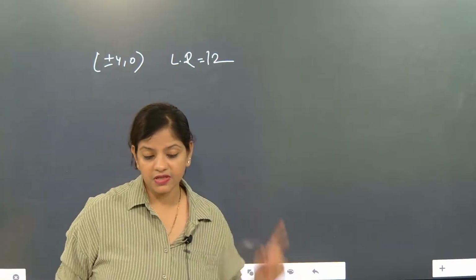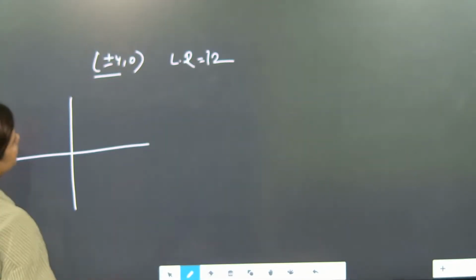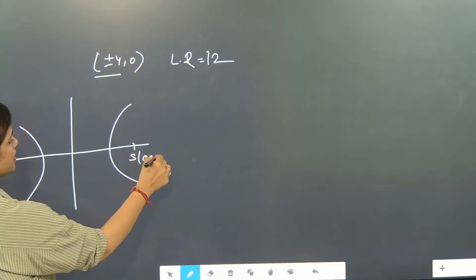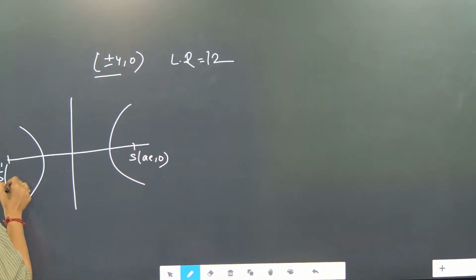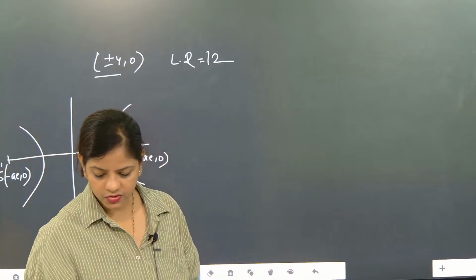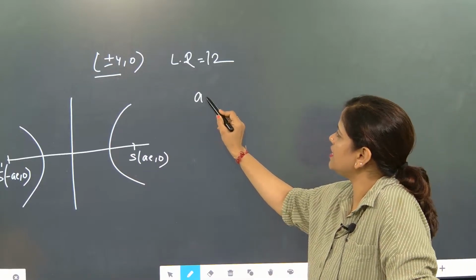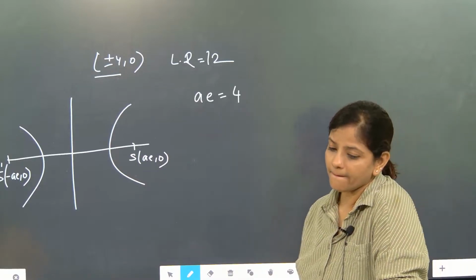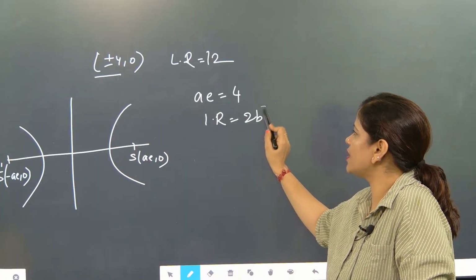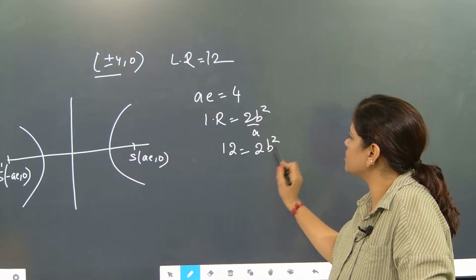See, the first part is given, which means it is resting on the x-axis. Foci is here, and this is AE comma 0, and S dash will be exactly minus AE comma 0. So we need to check this one out. Foci section is coming, so we will write it as AE is equal to 4. Correct? Now LR, latus rectum. Latus rectum is given as 2b square by A, and that is exactly coming as 12 is equal to 2b square by A.